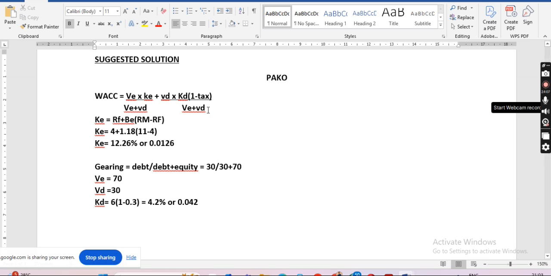So in this case, we can now plot our weighted average cost of capital. We must complete this question today. The value of equity, VE, is 70. The cost of equity is 0.1226, not 0.0126. Remove the zero. Okay, like this. So this is the value of equity, 70, plus the value of debt, which is 30.